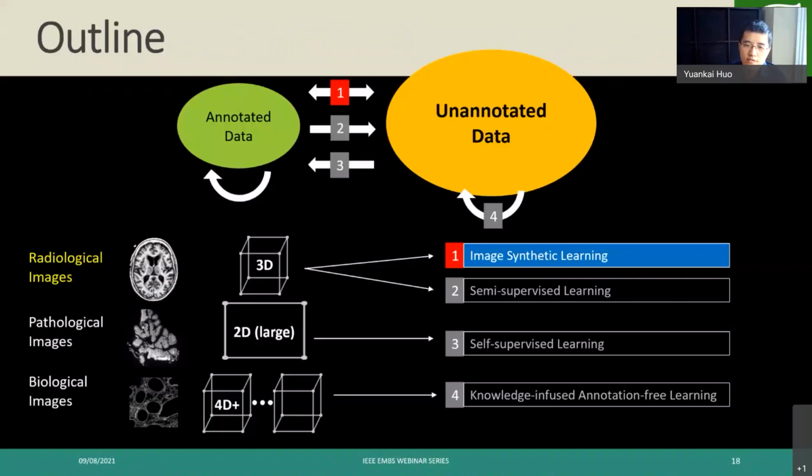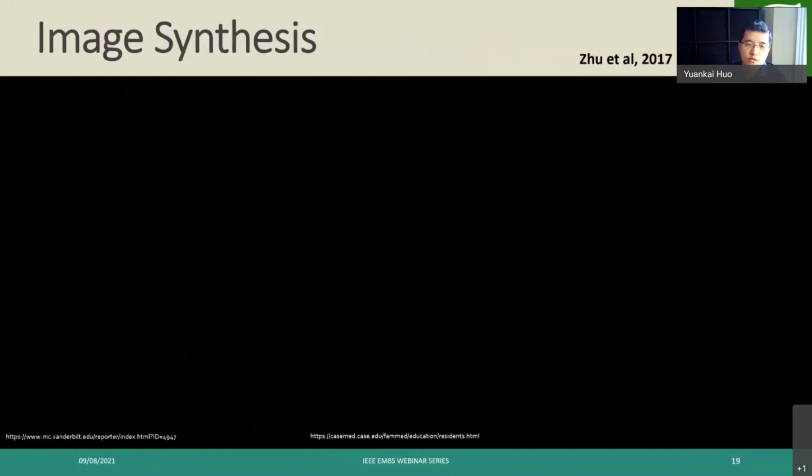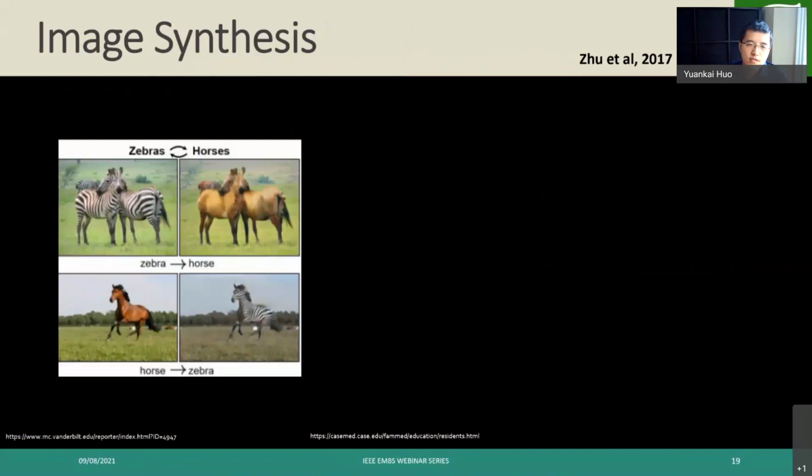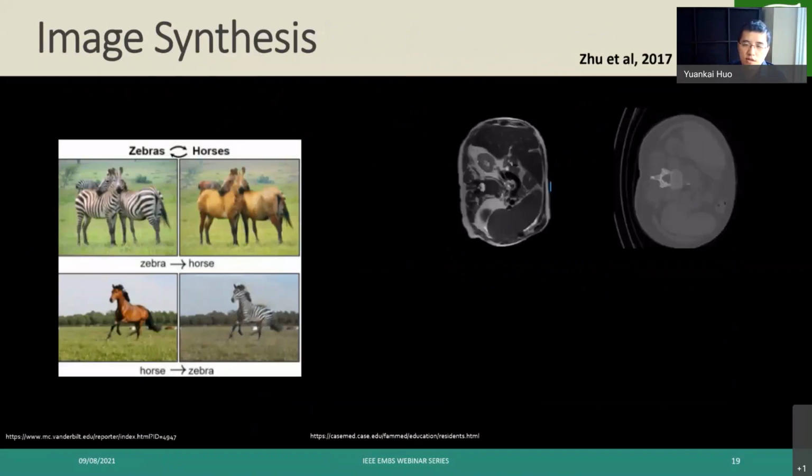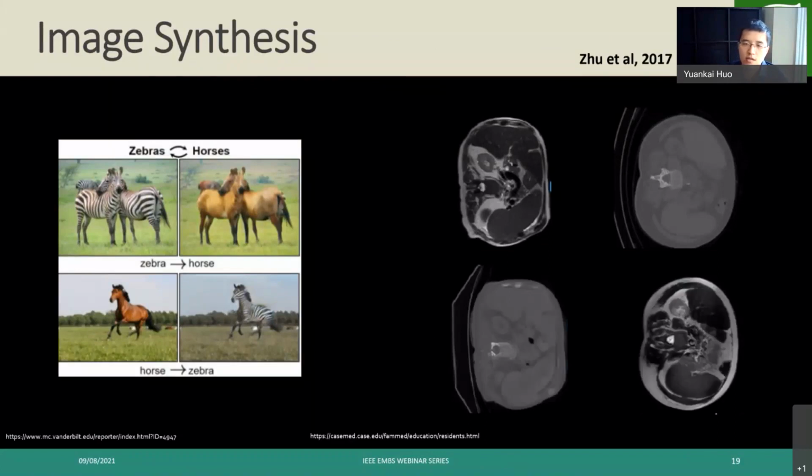Okay, let's see the first category, image synthetic learning on radiology images. The first example we can see is CycleGAN. I think you guys are quite familiar with this image. And we can apply CycleGAN to medical images as well. For example, we can synthesize CT from MRI, and MRI from CT.